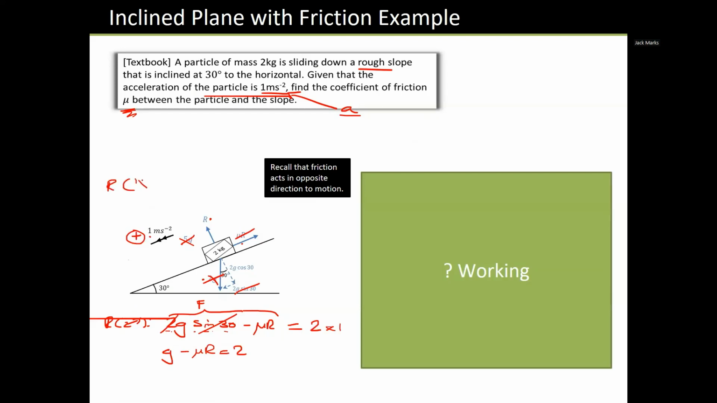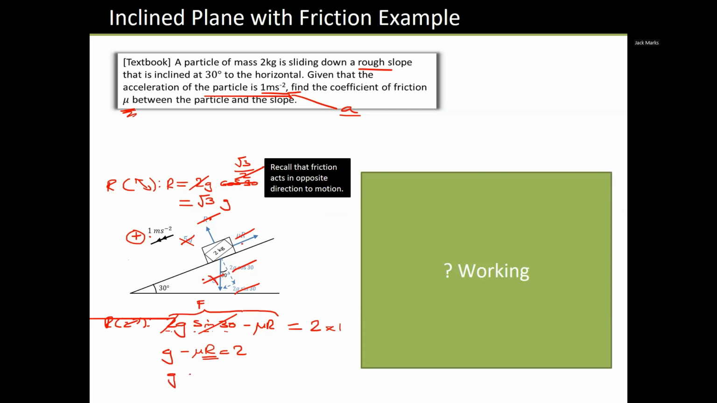So let's do that. With a perpendicular equation, R, which is that one, is going to be equal to 2g cos 30. They are the only perpendicular forces involved. Cos 30 is root 3 over 2, and they'll cancel. So R will be equal to just root 3 g. And this R is the same as this R here. Okay, so you've now got all the pieces that you need.